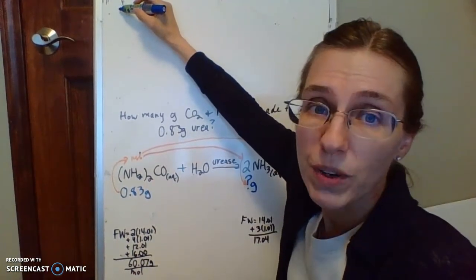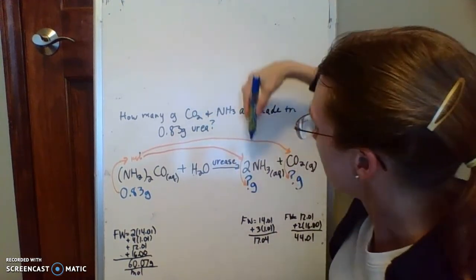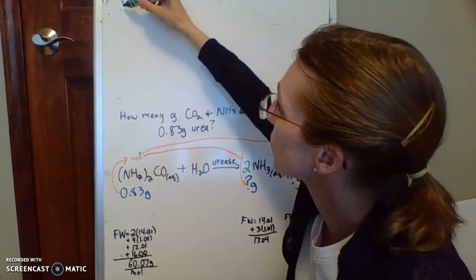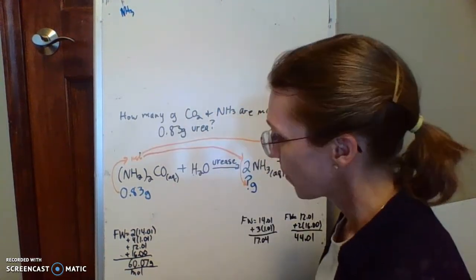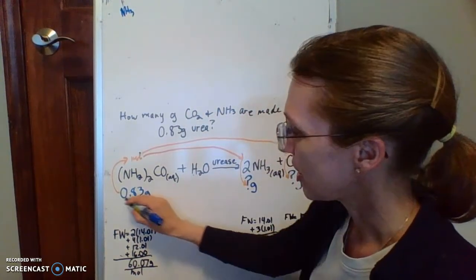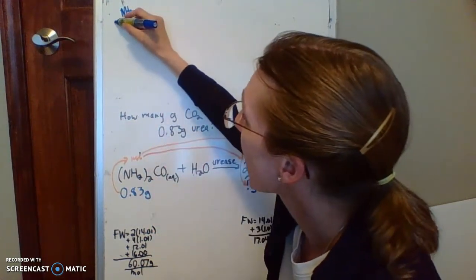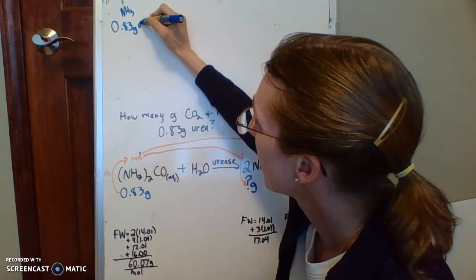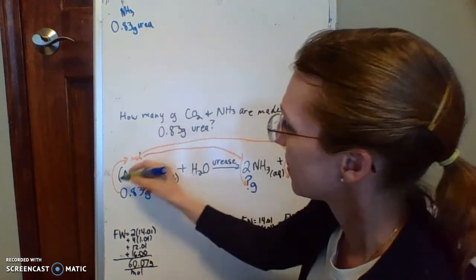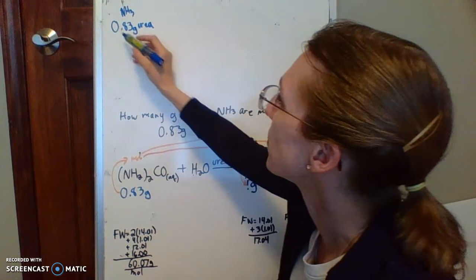So let's start off with our NH3, because that's the closest one here. NH3. So we're going to do that one first. We're going to start off with the number they give us. So we had 0.83 grams of urea. I'm just going to write urea instead of that big long chemical formula.